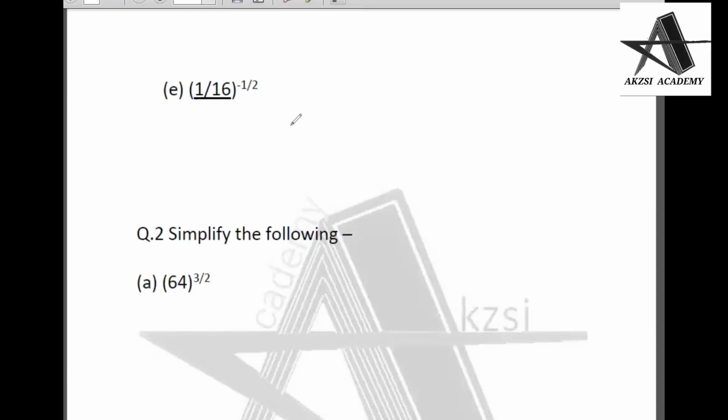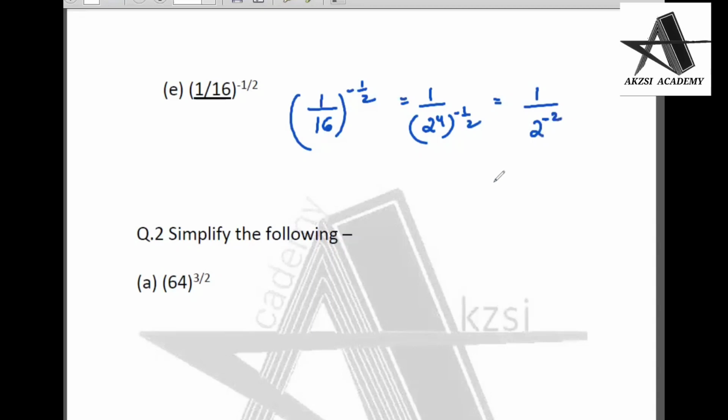1 by 16 whole to the power of negative 1 by 2. Here the power is negative as well as fractional. So first I have to write 16 in index form. So 1 over 2 to the power of 4 whole to the power of negative 1 by 2. So this will become 1 over 2 to the power of negative 2. Then what do I need to do? I need to flip it. 2 to the power of 2 will give me 4. So either at the beginning you can flip it or you can flip it at the end.